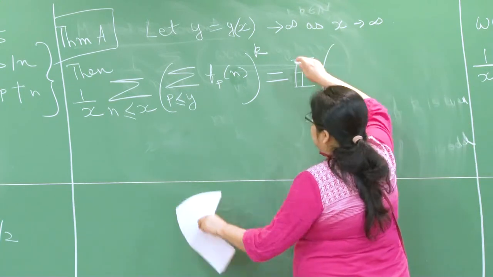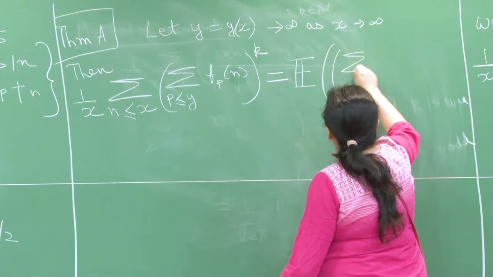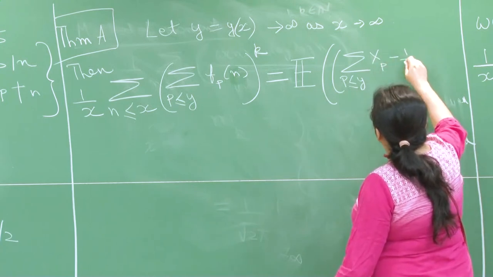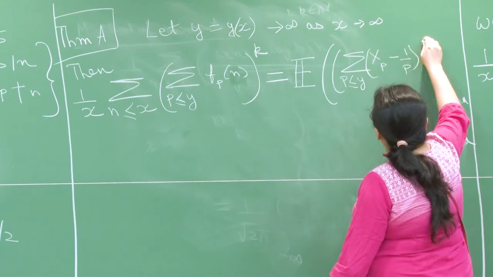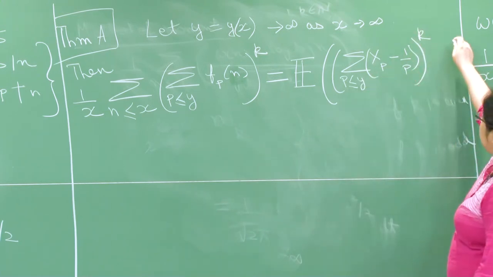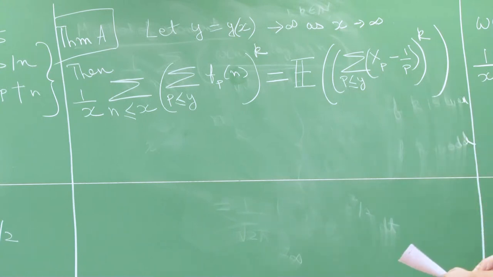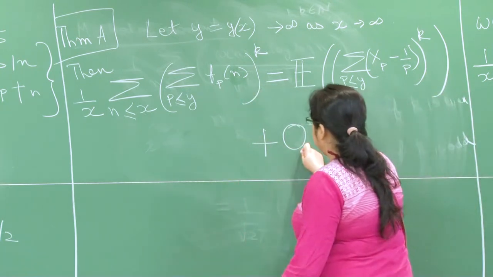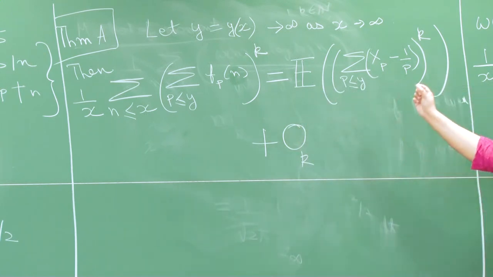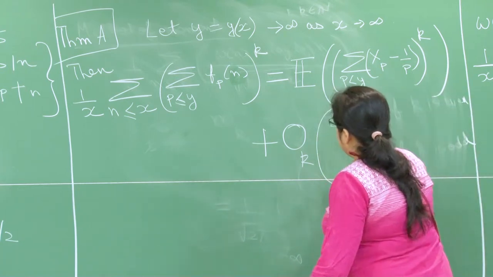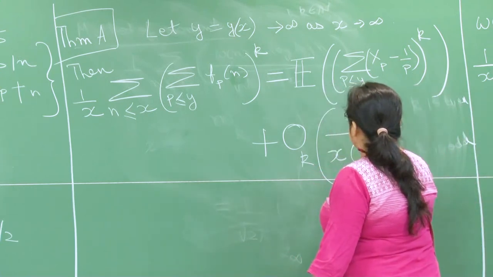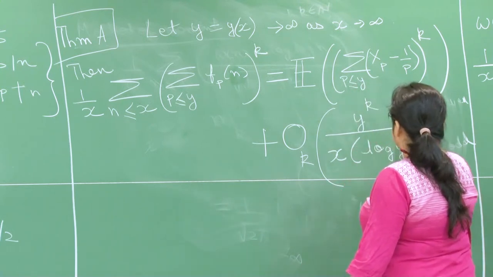So this is equal to the expected value of the summation over p less than or equal to y of X sub p minus 1 over p, the kth power of this sum, plus an error term where the implied constant depends on k. So we are doing this for every positive integer k. Let us take some positive integer k and fix it. The error term is O sub k of y raised to the k over x times log y, raised to the k.